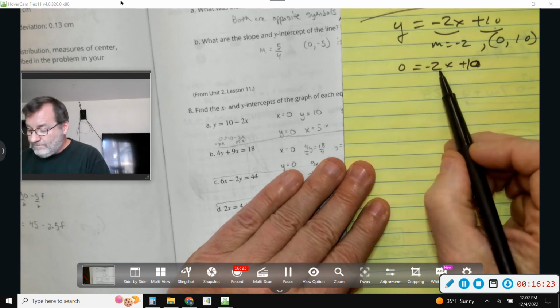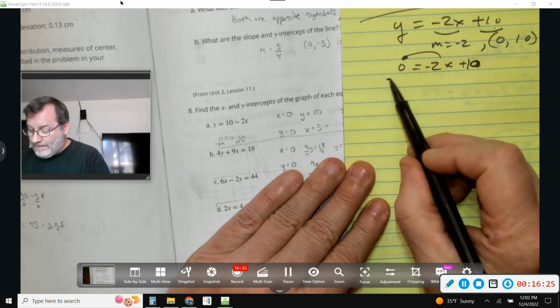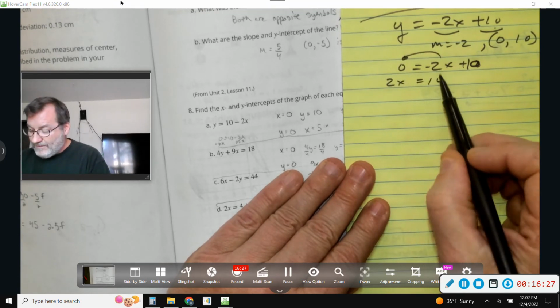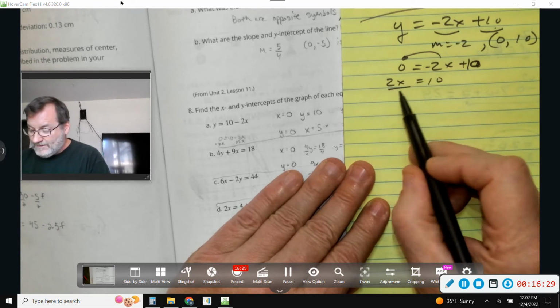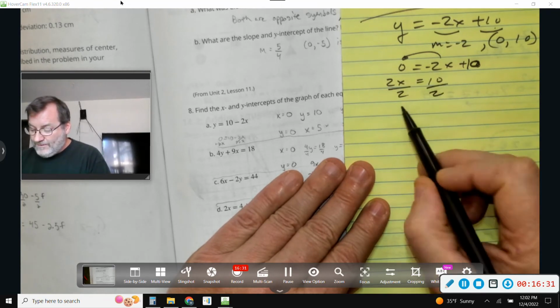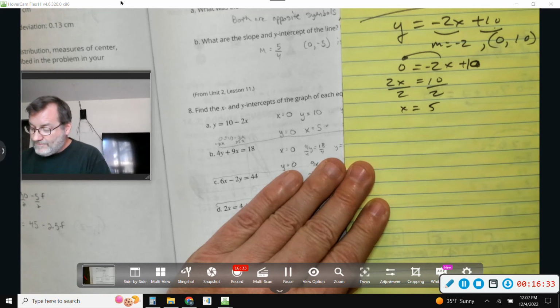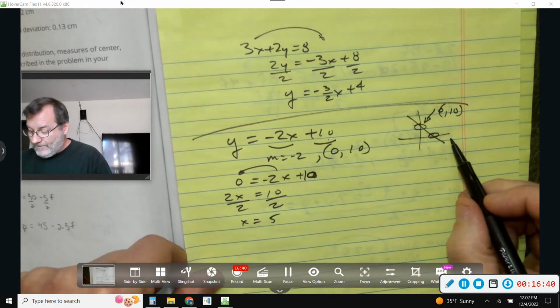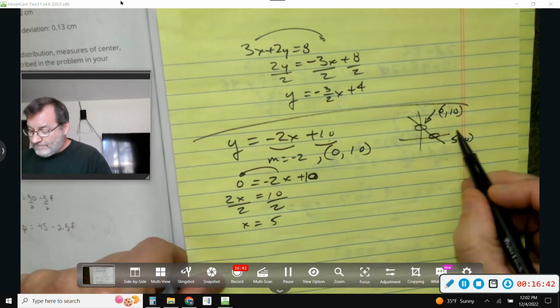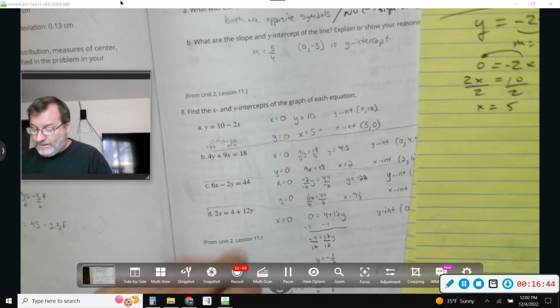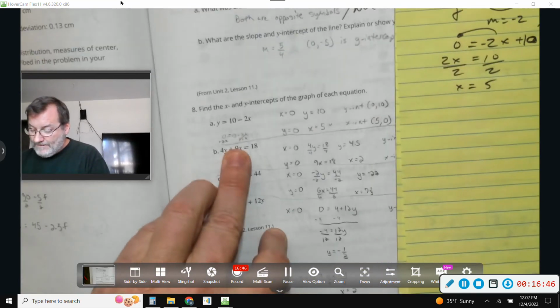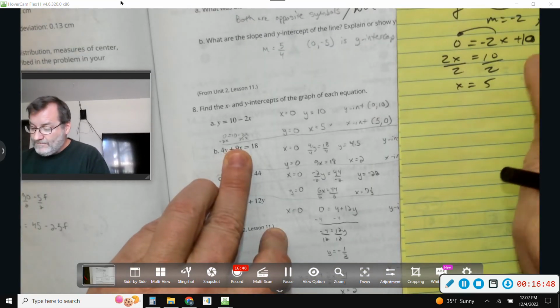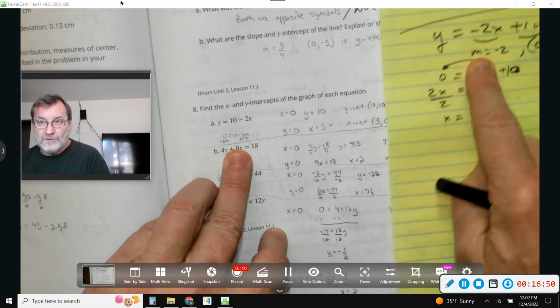So what do I do? Well, let's just put this on the other side. It becomes 2x equals 10 because I add 2x to both sides. Divide by the coefficient of the unknown, x equals 5. So I know that this point right here is 0, 10. And I know this point here is 5, 0. That's my x and y intercepts. Right? And also, your slope is -2.